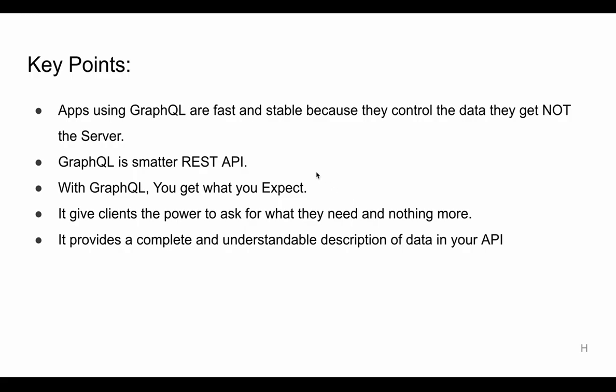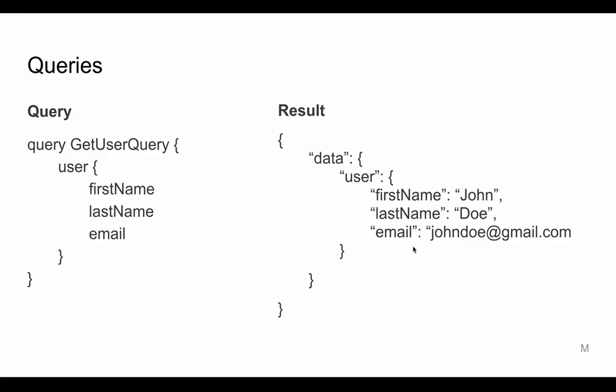With GraphQL, you get the data that you ask for. The next point says that it gives the client the power to ask for what they need and nothing more. In REST API, the client sometimes may get overfetching and underfetching. Sometimes he or she gets more data than required, or sometimes less data than is required. But in GraphQL, that is not the case. In GraphQL, we get only the data that we need. It provides a complete and understandable description of your API.